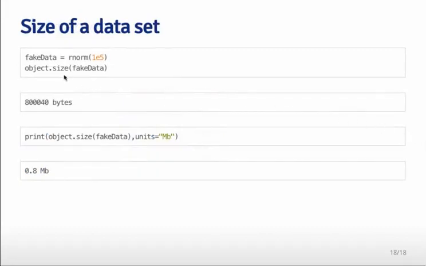The last thing that you might want to do is just see the size of a data set. So here I've generated some fake data with rnorm, and then I might want to use the object.size command to see how many bytes that data set is. Sometimes that's not very interpretable. You might want to know on a different scale, so you can use the print command and tell it what units you'd like to see it measured in, whether it's megabytes or gigabytes or so forth. So those are some ways that you can take a look at your data when you first load it into R.